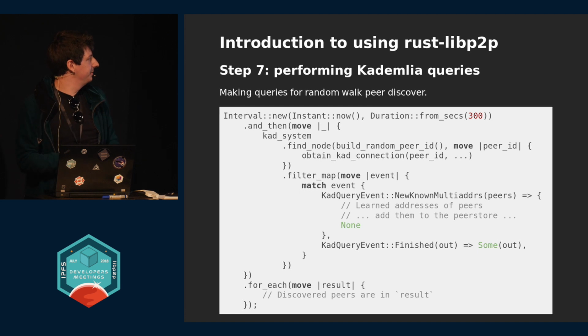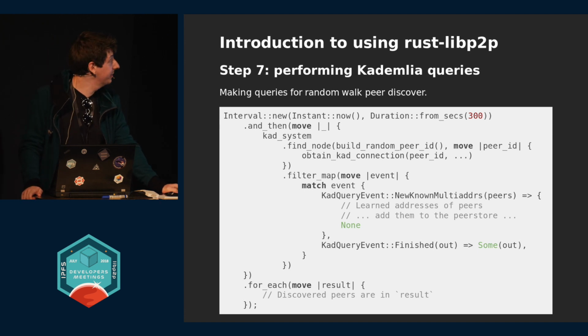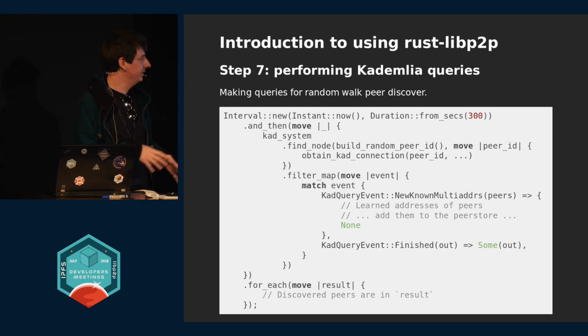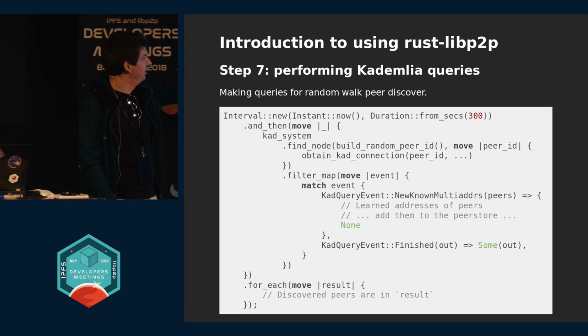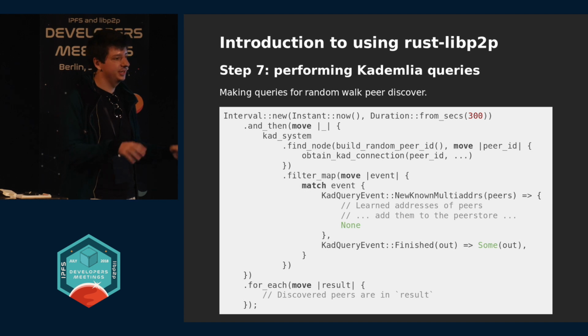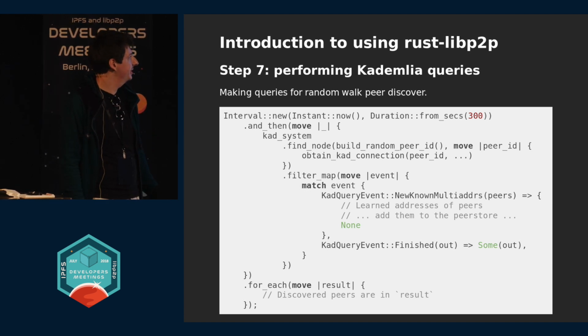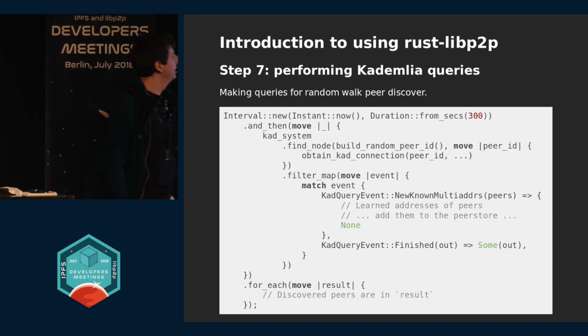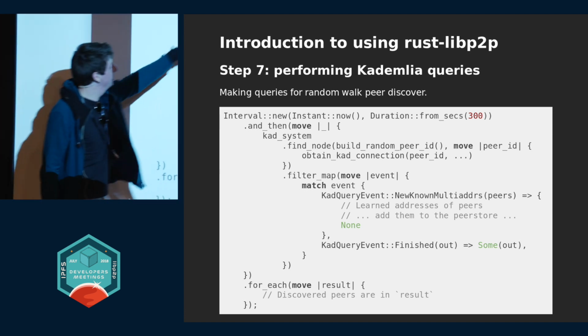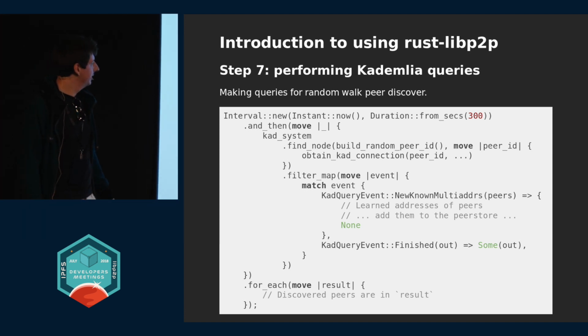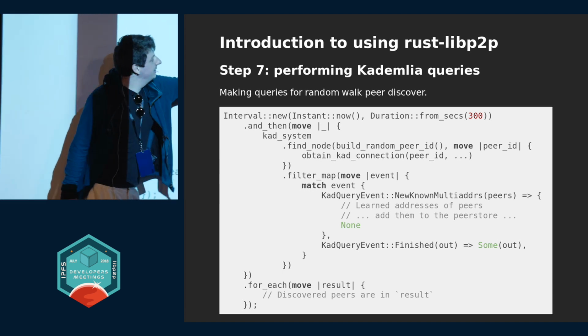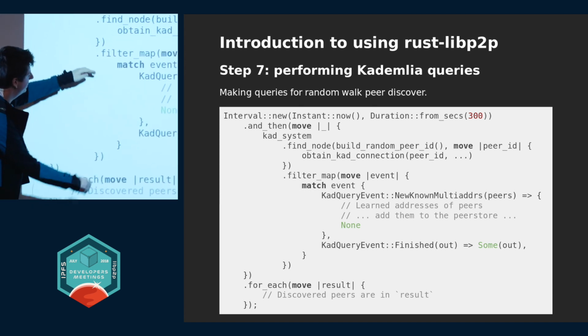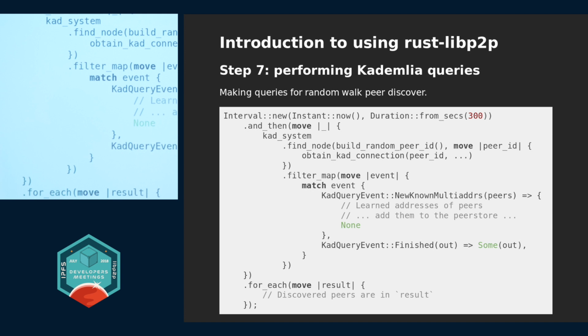And in order to perform a peer discovery with Kademlia queries, we do this semi-manually. So you have to do everything manually, but you can use helper functions. So we build an interval which will automatically perform an action every 300 seconds. And we perform a find node iterative query. And again, every single event that happens during this find node is handled by this closure.